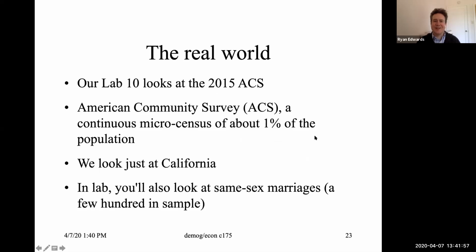So the real world then, you can view it in the 2015 American Community Survey, which is a large-scale micro census of about 1% of the population. It's been going on since 2005, which was the first public data release, I think, and it was also happening in trial stages after the 2000 census. We'll look just at California, and you'll look at same-sex marriages, and if we have time, perhaps we'll look at the data and examine opposite-sex marriages there too. We'll have to see how that all goes.